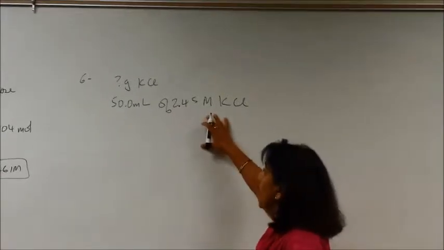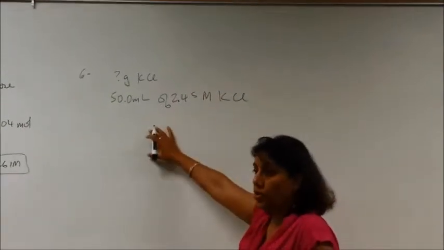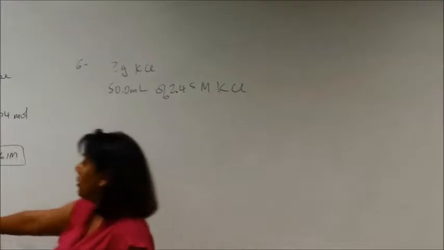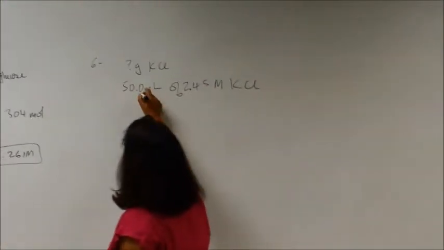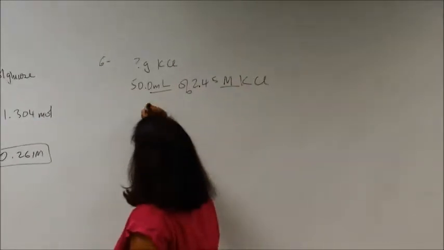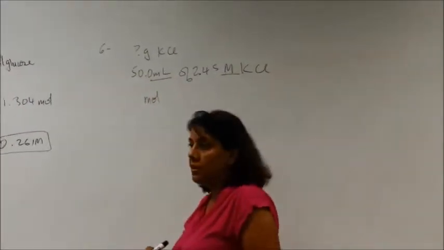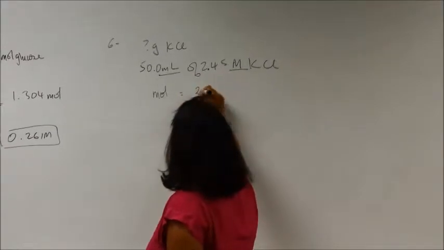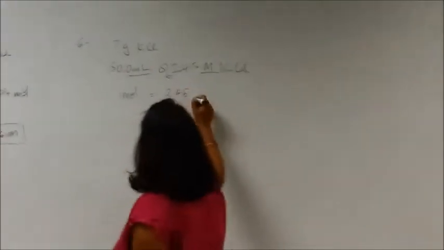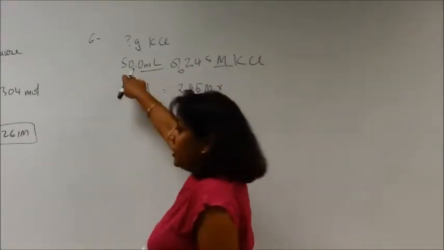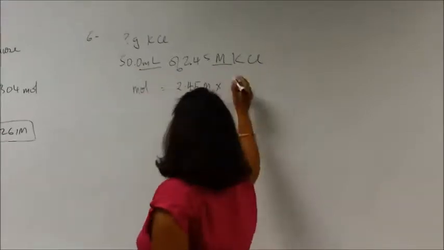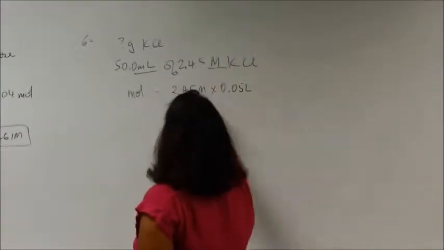This is asking you, very typically, if you wanted to make this much molarity of KCl, then how would you do it? Okay, so again, your formula is always going to be, of course, molarity is moles over liters. So since you have the volume and molarity, you will calculate for moles. First, the molarity is 2.45 multiplied by, convert this to liters. Make sure to do that, 0.05 liters.